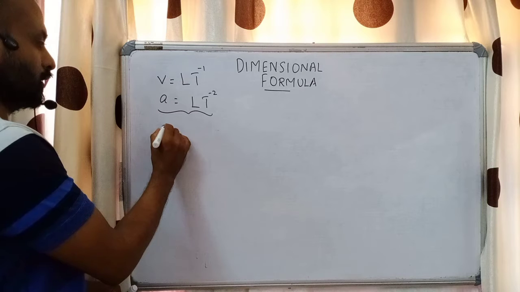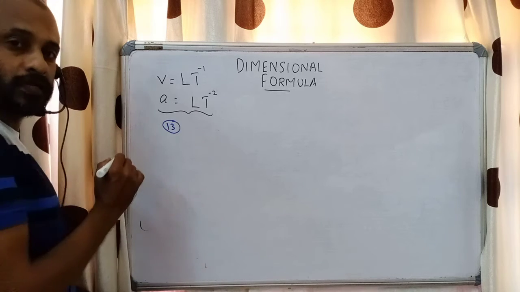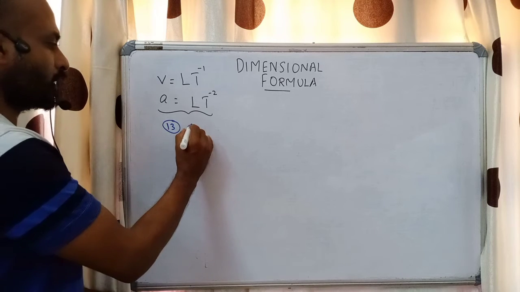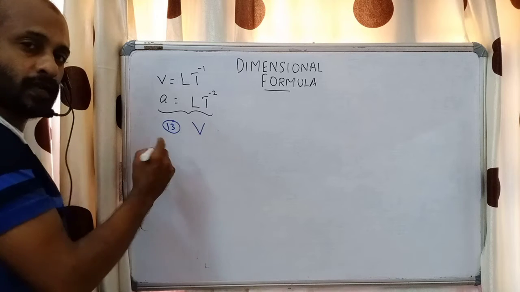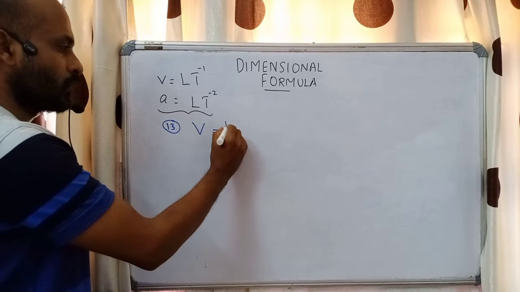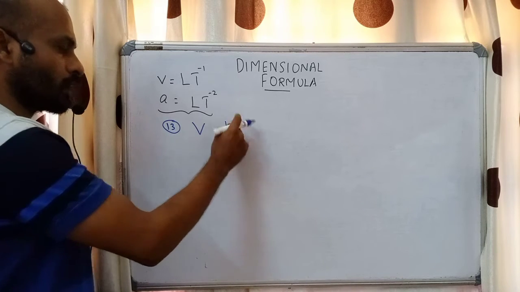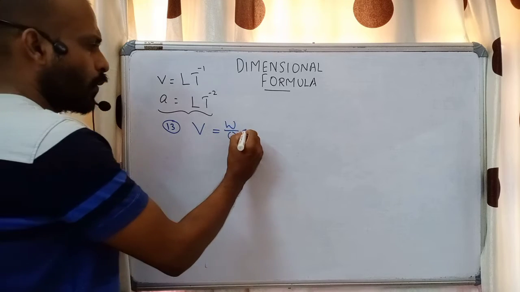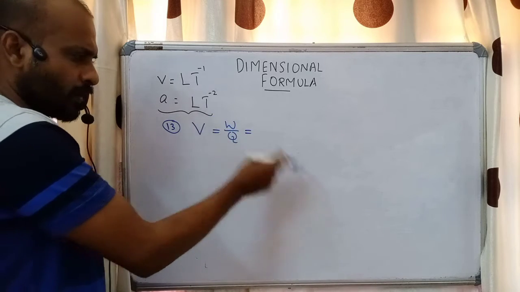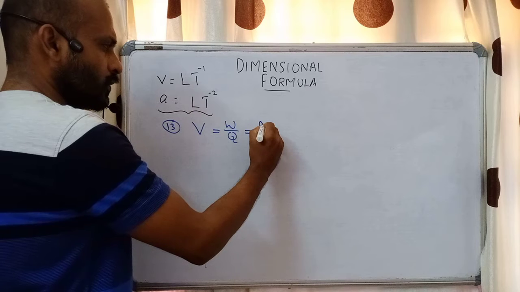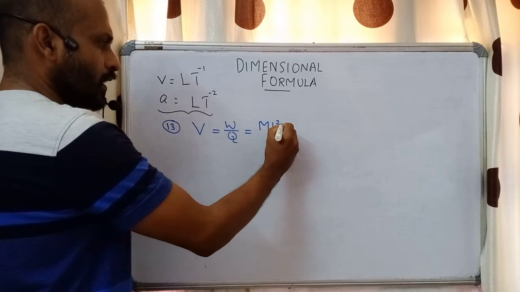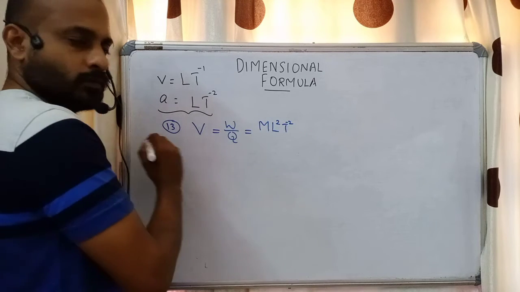It's a new dimension formula. 13th one. We'll write potential difference. Okay. Potential difference V. We have seen the equation of potential difference: V is equal to W by Q. Work divided by charge. What is the dimension formula of work that we have seen previously? Work has dimension formula m L square t raised to minus 2.